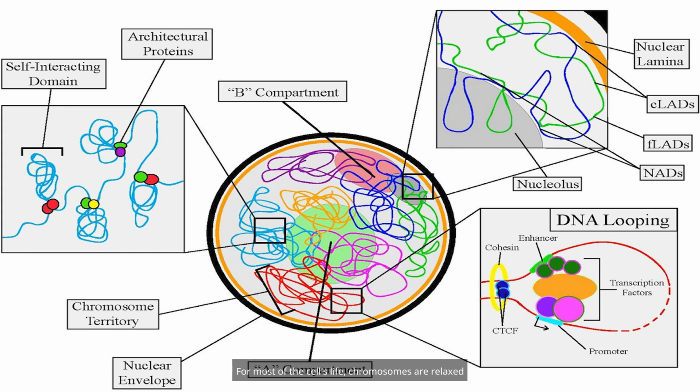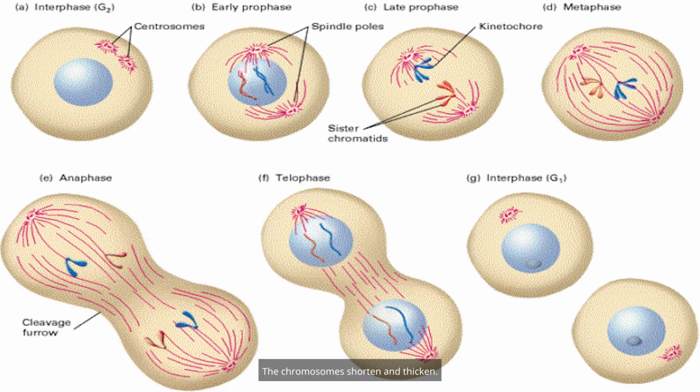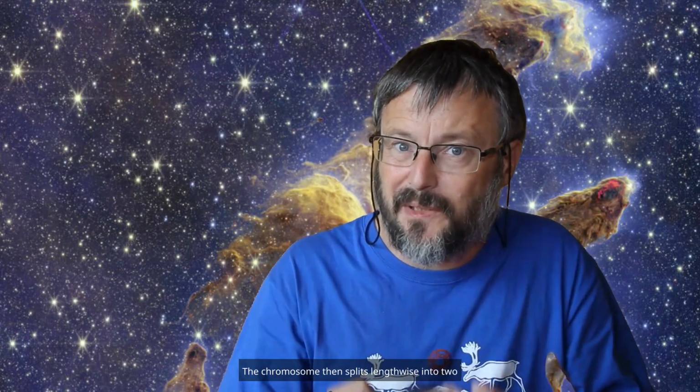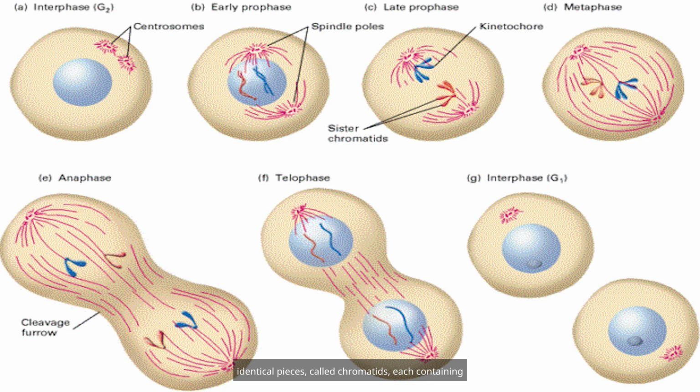Proteins bound to DNA ensure that the spatial structure of chromosomes changes during the cell's life. For most of the cell's life, chromosomes are relaxed and more or less evenly fill the nucleus. At the moment of cell division, they begin to change. The chromosomes shorten and thicken. They form the characteristic chromosome structure as we know it from microscopic images and textbooks. The chromosome then splits lengthwise into 2 identical pieces, called chromatids, each containing one of the newly copied DNA molecules, thus ensuring the even distribution of genetic information into both newly forming daughter cells.